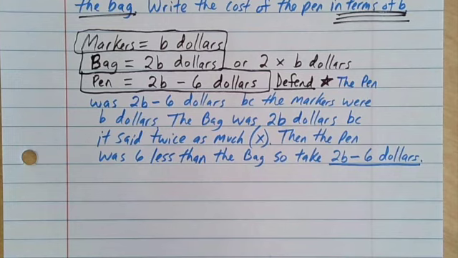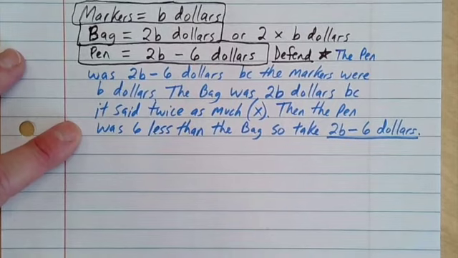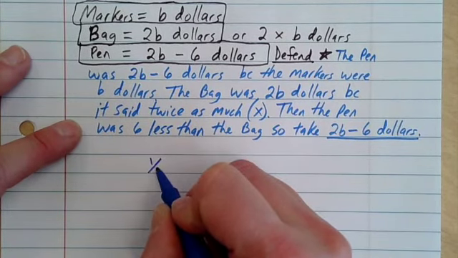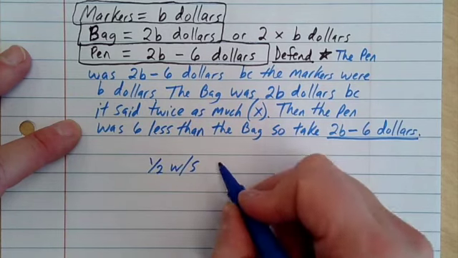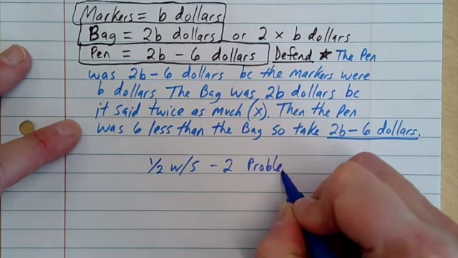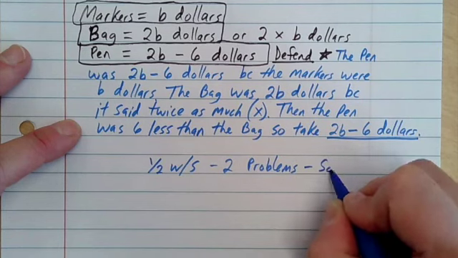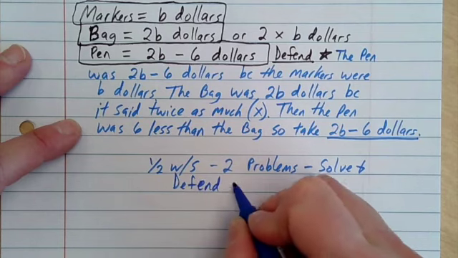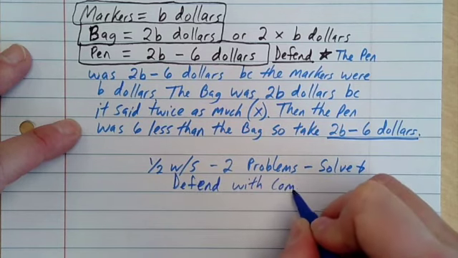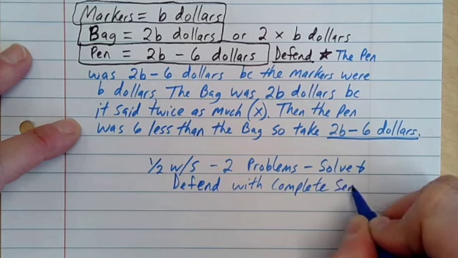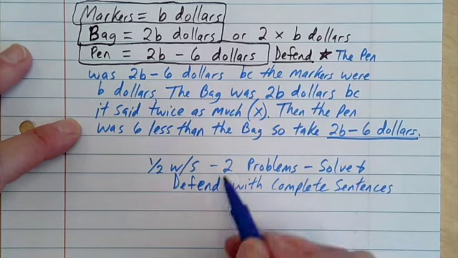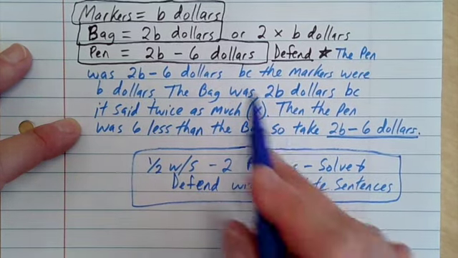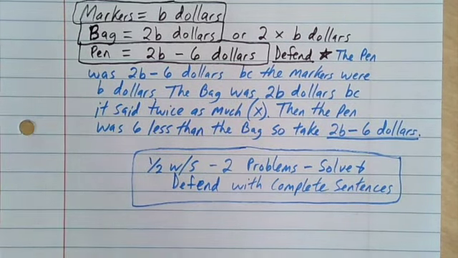Your homework for this particular page, it's a half worksheet, even though I made it a full page. There's going to be 2 problems. Obviously, you need to solve and defend with complete sentences. Why do I want you to solve and defend? Just like I did there, I solved what the pen was, and then I defended why I subtracted, why I multiplied. And that's what you need to do.